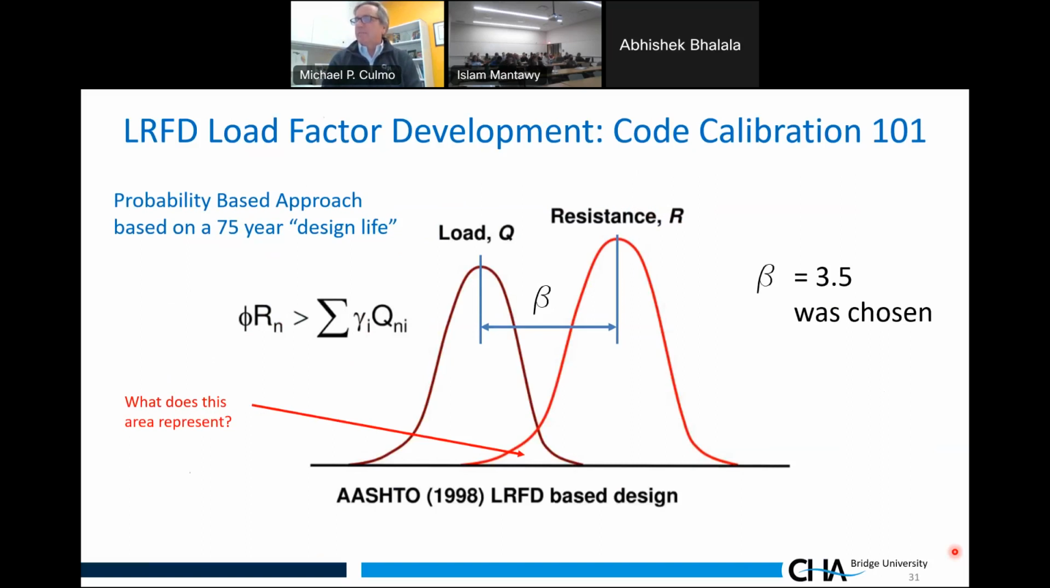Does anybody have an idea what that area means? I'm looking at you all, so feel free to pipe in. Yeah. Let's think about it. What's happening in that area? You have the load higher than the resistance. What does that mean?